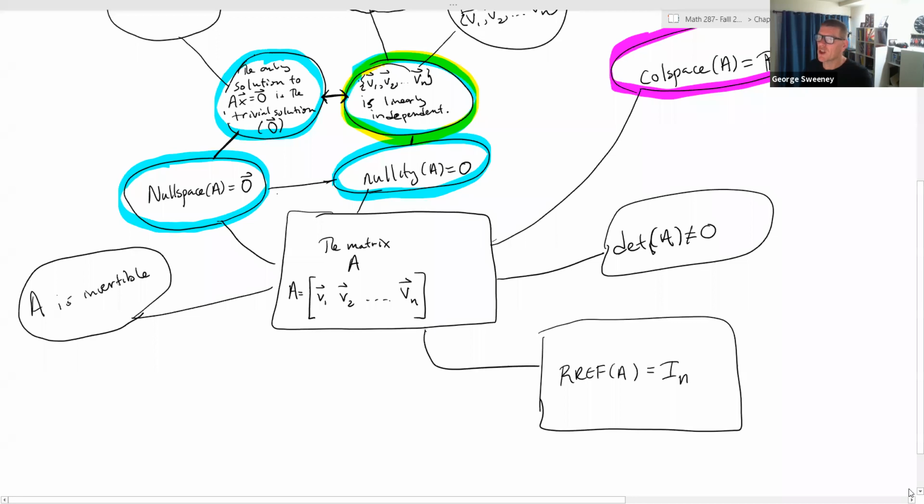Are there any others? There's one more. Is it the rank of A being n? Yeah, the rank of A equals n. By the way, that only works if A is square. So the rank of A is equal to n.